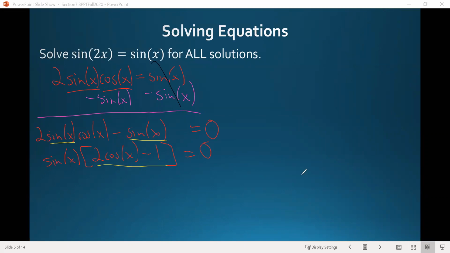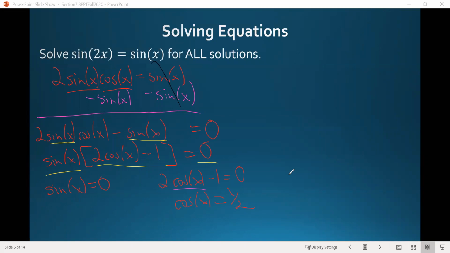And notice we have 2 terms being multiplied to equal 0. So we can solve this by taking each term and setting them equal to 0. So we'll have sine of x equals 0, and 2 times cosine of x minus 1 equals 0. In this second equation, we can isolate the cosine of x, so that gives us cosine of x equals 1/2.